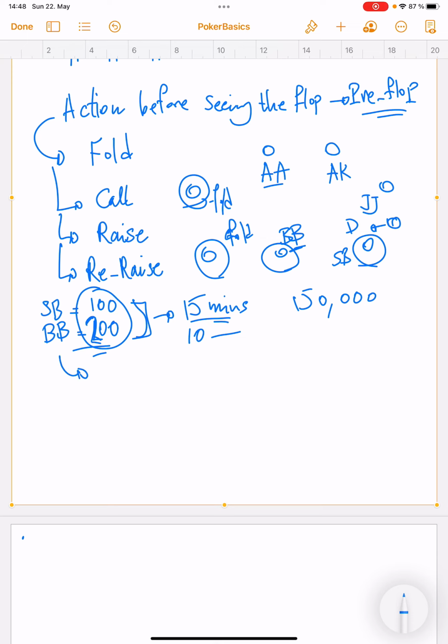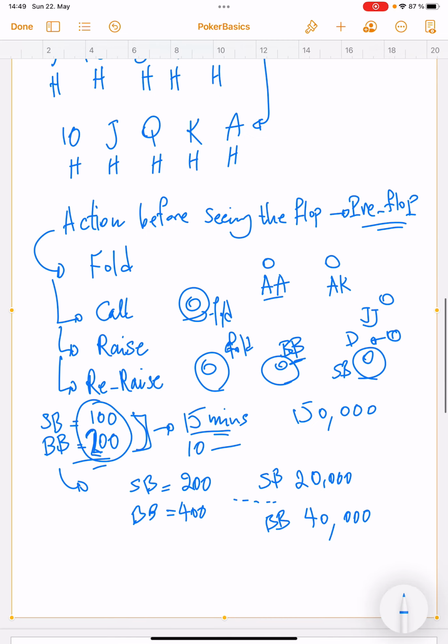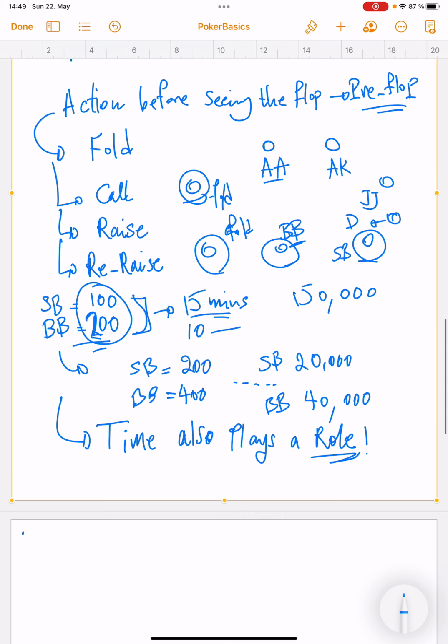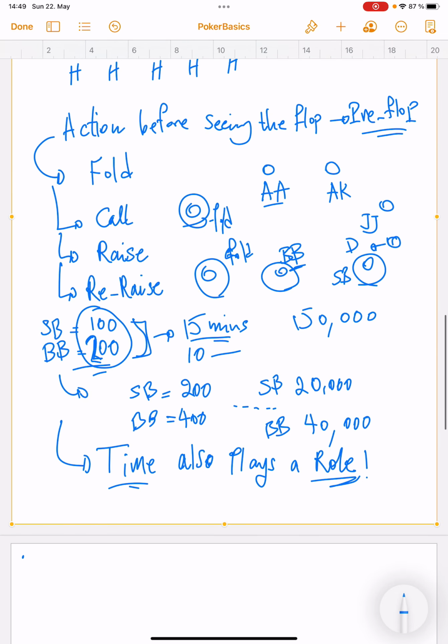So for example, the next 15 minutes, the small blind will be 200 and the big blind will be 400. And this goes on and on up until, for example, you have 20,000 for the small blind, and for the big blind you will have 40,000. So now you understand that time also plays a role in poker, because the blinds are getting higher and higher as time progresses.